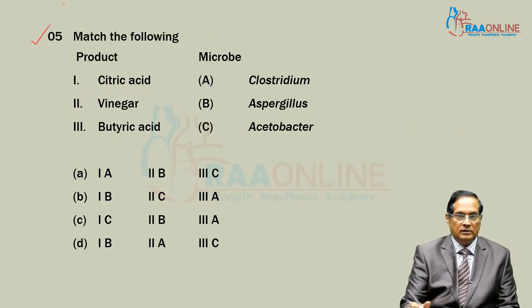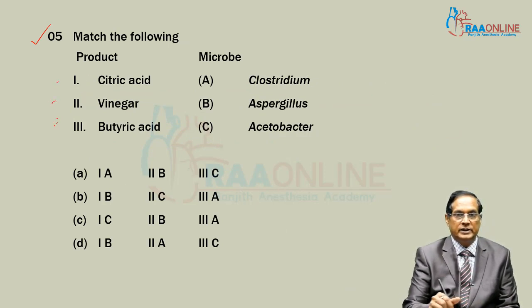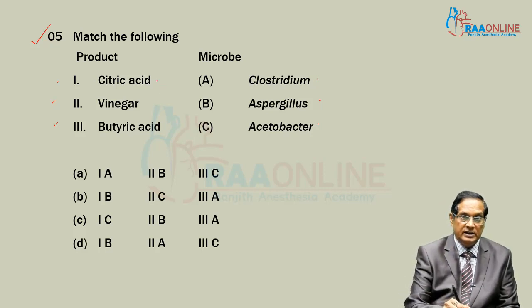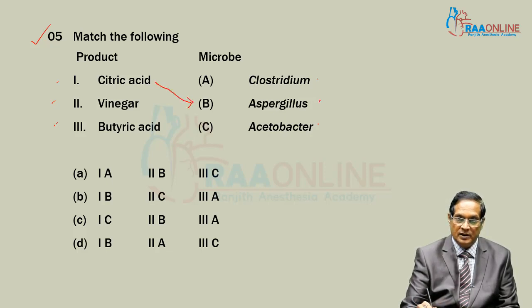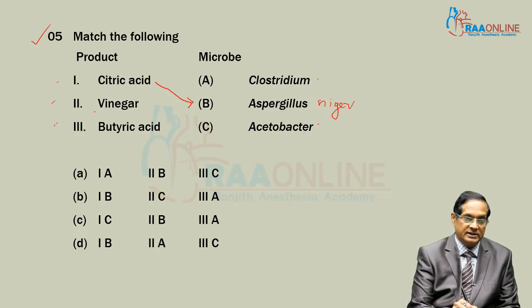Question number five now. These are the products. First product is citric acid, second is vinegar, third is butyric acid. These are the microorganisms given in front, but they are mismatched. In this question, we have to choose the correct match. Citric acid is obtained commercially from the fungus Aspergillus niger. Then vinegar is acetic acid. It is a food preservative.